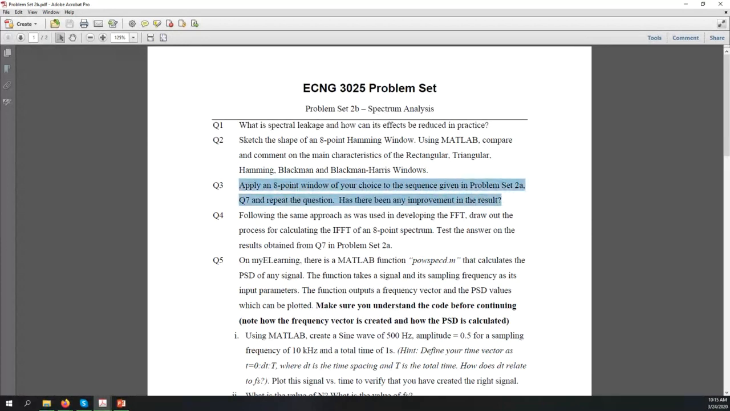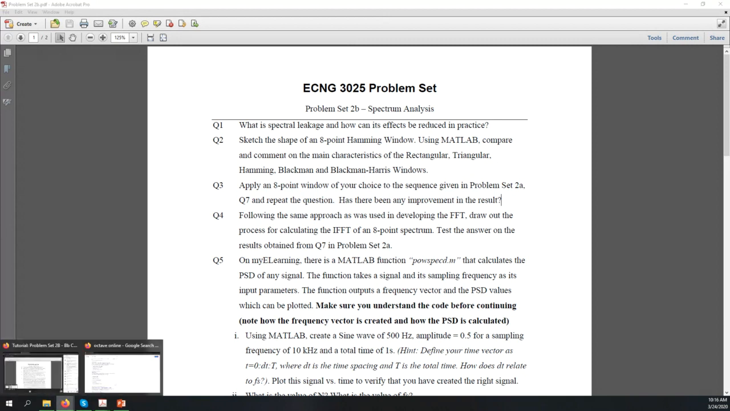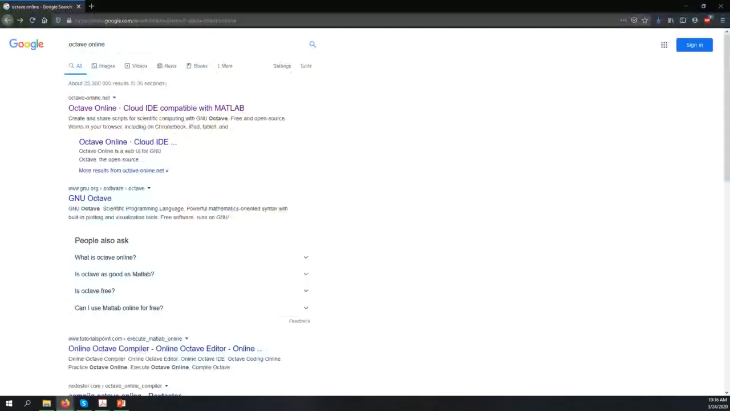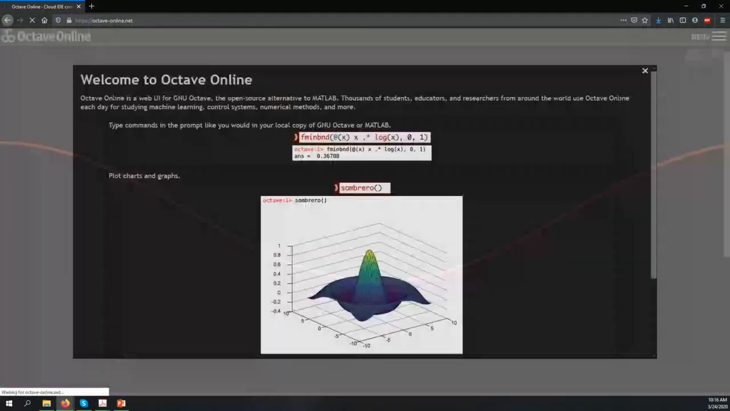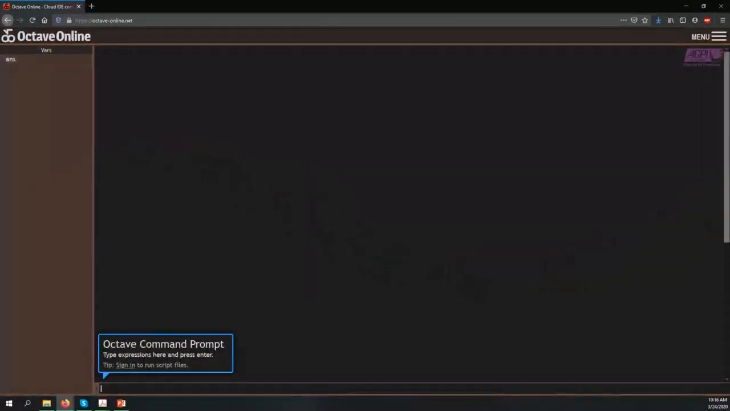Question 3 here: we're going to apply an 8-point window of your choice to the sequence given in problem set 2A, question 7, and repeat the question, to see if there's any improvement in the results. We're going to do this using Octave. This computer does not have Octave installed, so I'm going to be using Octave Online here, which can give me the signal, and we're going to use this to compare our results.